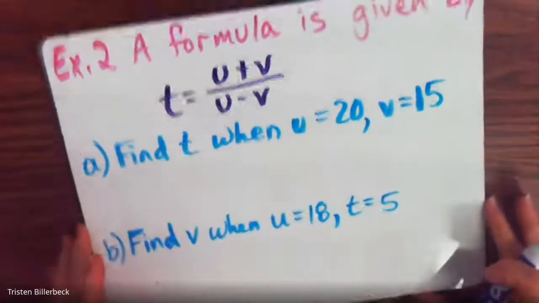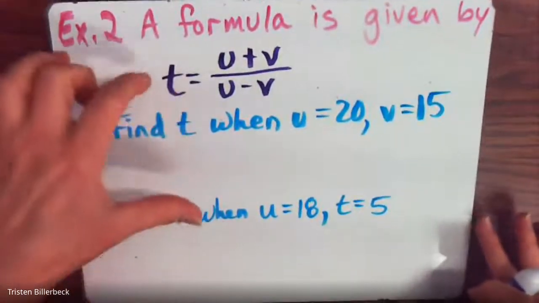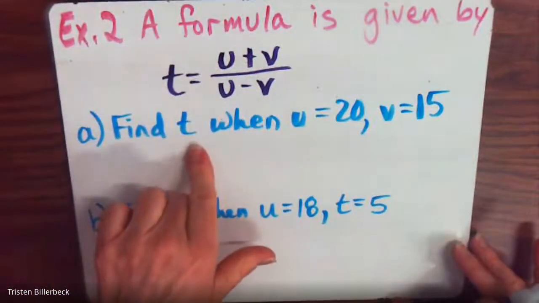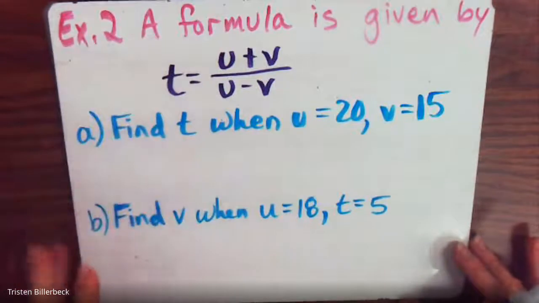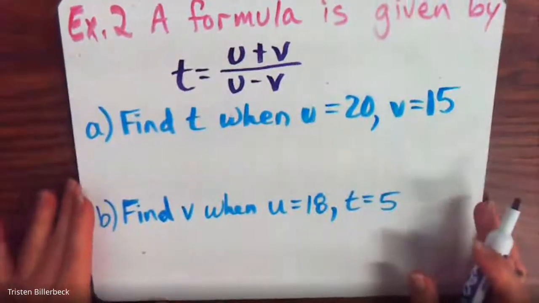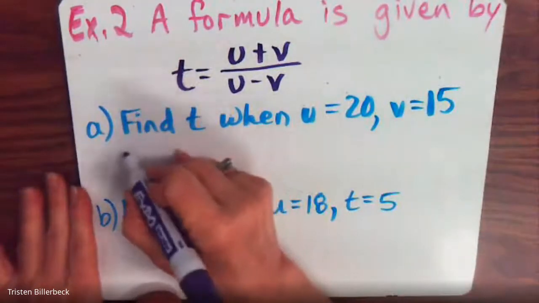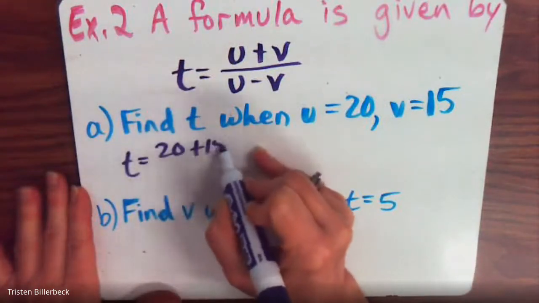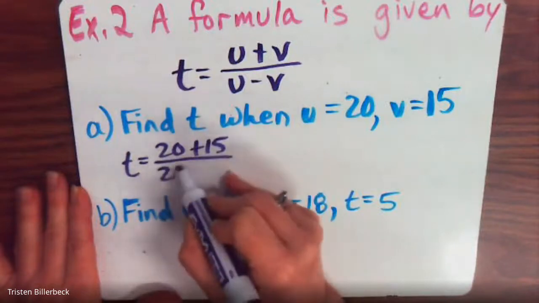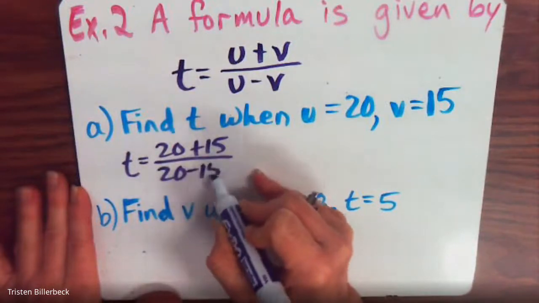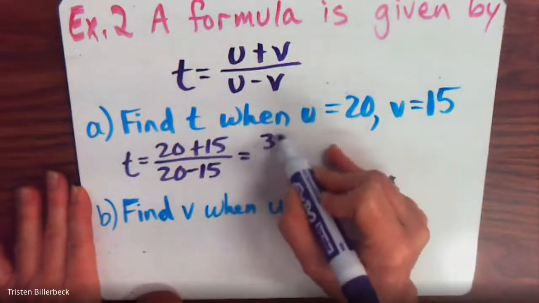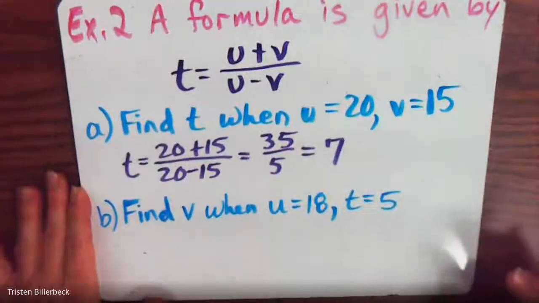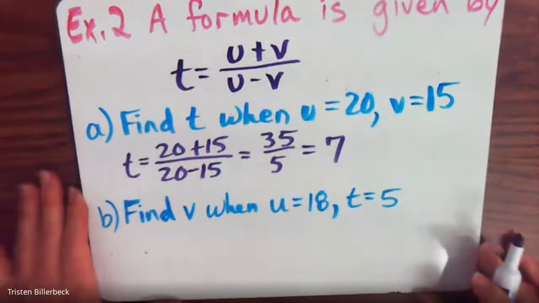All right, so example 2, we have a formula given by t equals u plus v over u minus v. This is the easy one, of course, and we're just solving for t when u is 20 and v is 15. So we just use substitution. We have 20 plus 15 and 20 minus 15. So that gives us 35 over 5, and that's just 7. So that was easy.